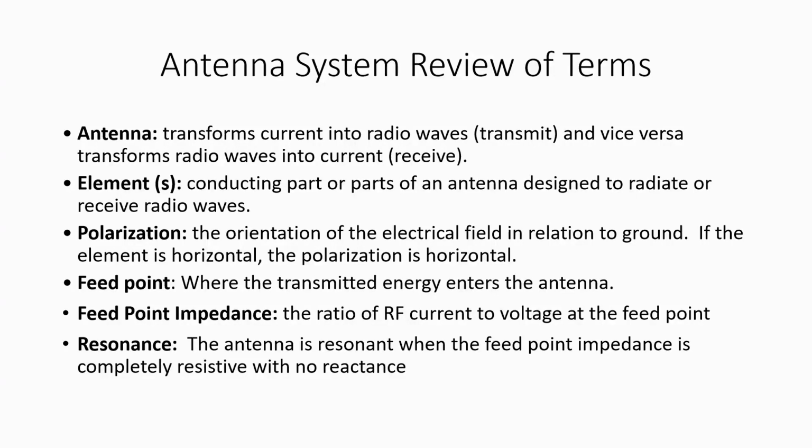The component parts of that antenna, the radiating parts, are the elements. And the polarization is determined by the orientation of the electrical field, which generally follows the shape of that element. So if the element is horizontal, the electrical field is horizontal, and so is the polarization for that antenna. The feed point is where your feed line connects with the antenna, and it finds the impedance there.